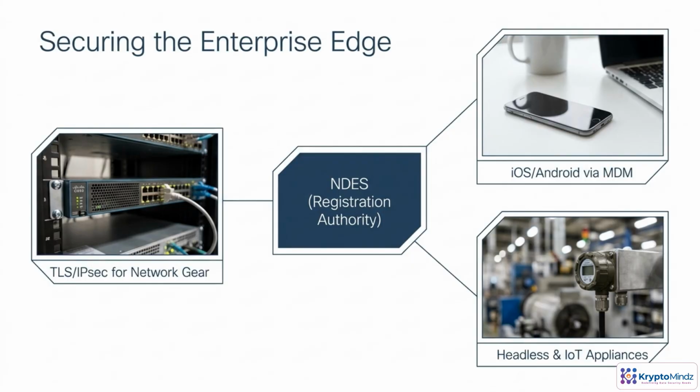At the enterprise edge, the challenge is issuing certificates to devices that don't speak AD or group policy. Network gear needs TLS and IPsec, mobile devices get certificates through MDM, and headless or IoT appliances usually have minimal OS support. NDES addresses this by acting as a registration authority that exposes SCEP. Routers, phones, and IoT devices all request certificates using a simple HTTP-based protocol, while NDES enforces which templates they can use, and the CA still applies your central PKI policies.